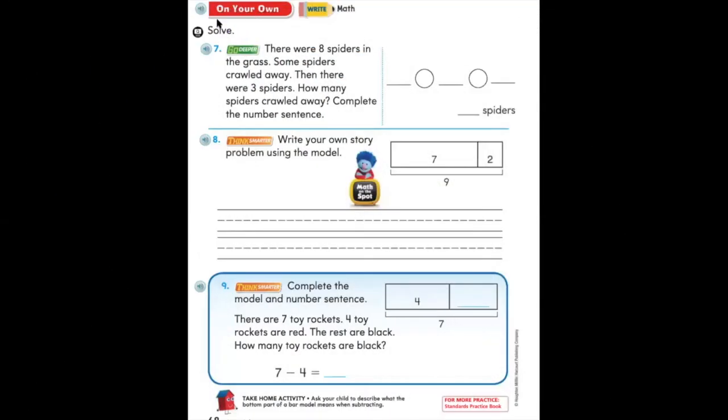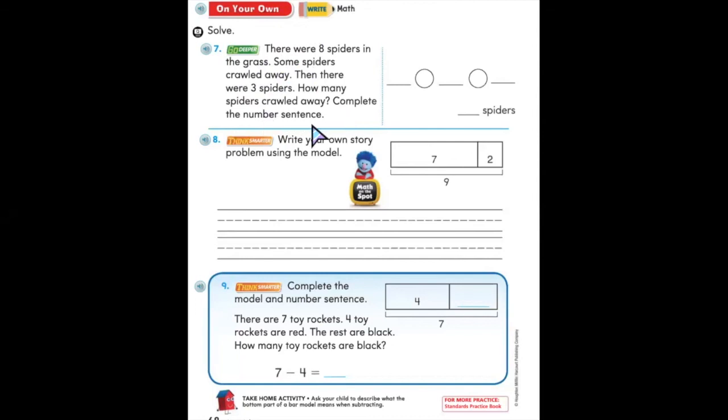Let's take a look at page 68. Page 68 says, on your own. The directions say solve. Number 7 starts out like this. There were 8 spiders in the grass. Some spiders crawled away. Then there were 3 spiders. How many spiders crawled away?